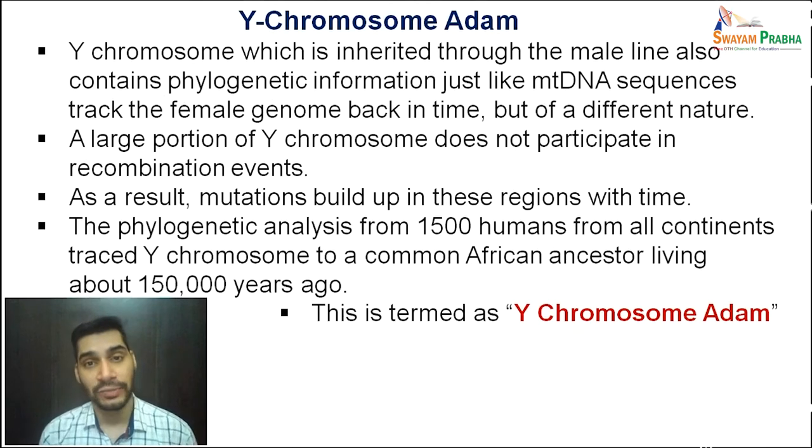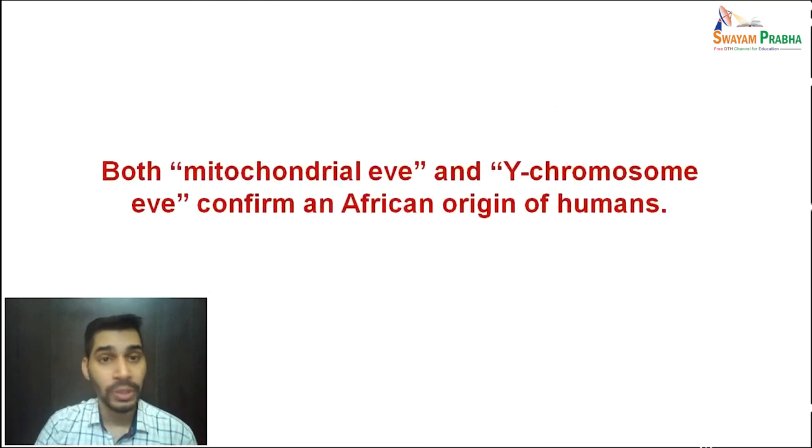The phylogenetic analysis from 1500 humans from all continents traced the Y chromosome to a common African ancestor living around 150,000 years ago. Now, this is termed Y chromosome Adam, and again, it is consistent with the single origin hypothesis. So, both the mitochondrial Eve and the Y chromosome Adam confirm an African origin of humans.